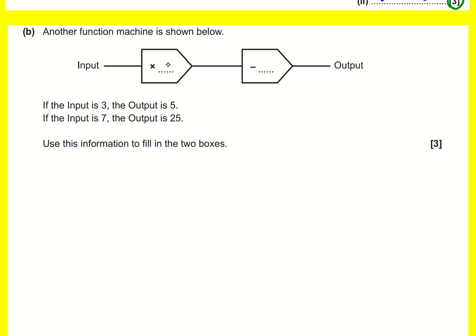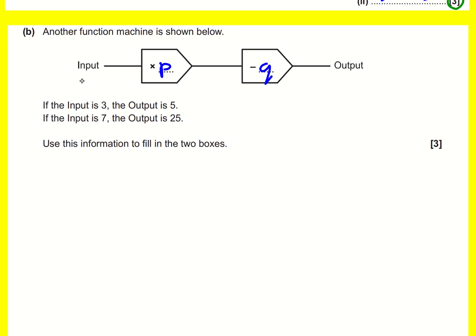Well, I'm not going to use x here because normally we refer to x as the input, and I'm not going to use y because normally we refer to y as the output. So I need to consider something else. So I'm going to imagine I'm timesing by p, and I'm minusing q. These are 2 good unknowns to use.